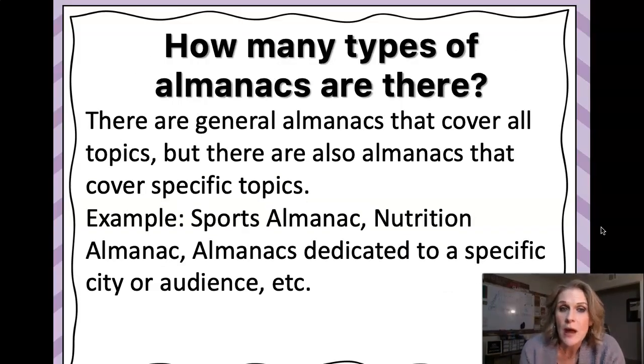How many types of almanacs are there? There are many different types. There are general almanacs that cover all different topics, but there are also almanacs that cover specific topics. For example, sports almanacs, nutrition almanacs, almanacs that are dedicated to a specific city or audience.